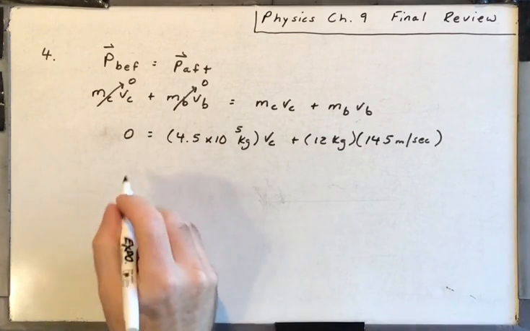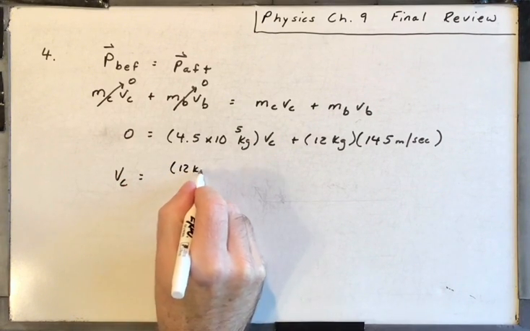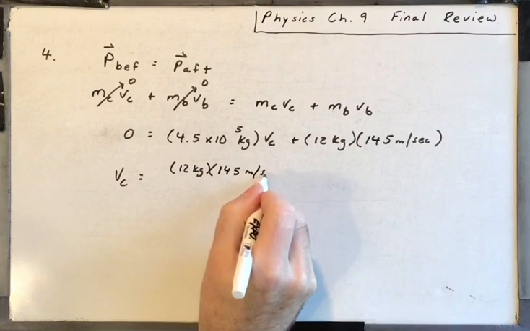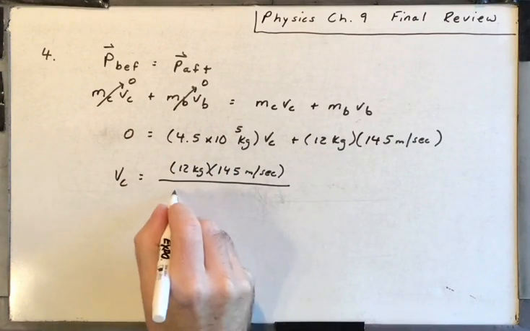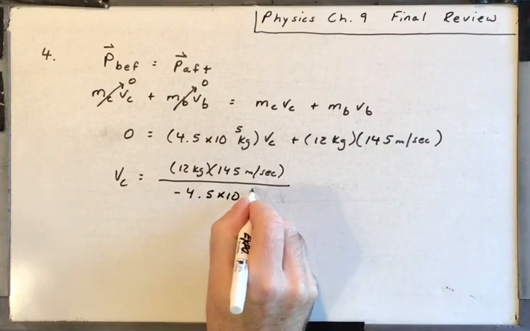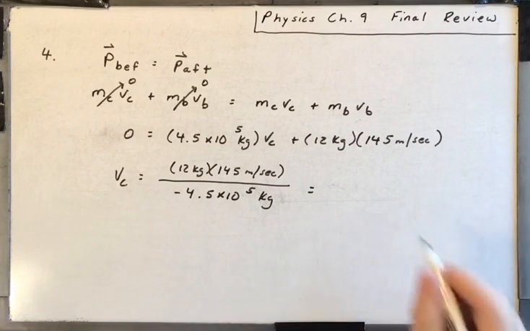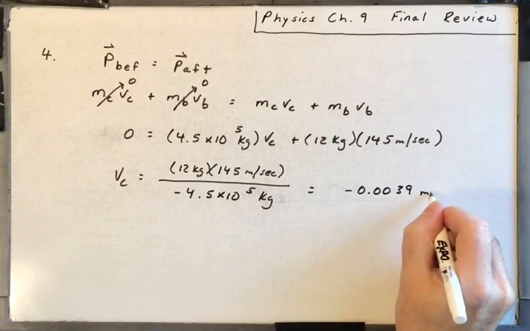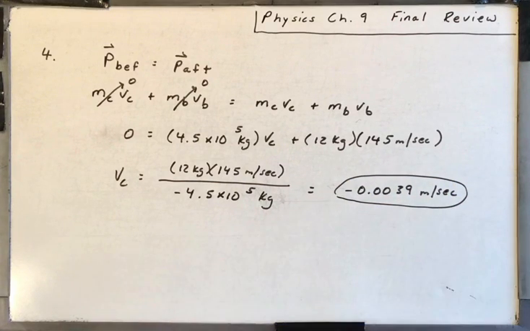Okay, so if we move this to the left side, the velocity of the cannon is going to be 12 kilograms times 145 meters a second. And then when you move this to the left, it'll become negative. So divided by negative 4.5 times 10 to the fifth. And that'd be minus 0.0039 meters per second.